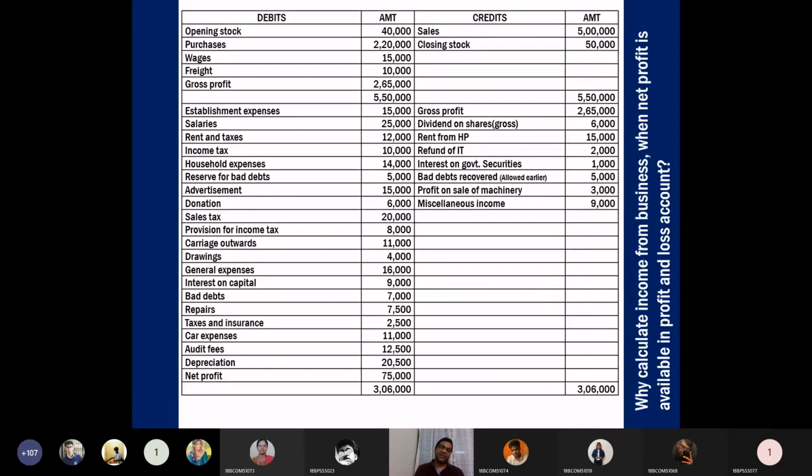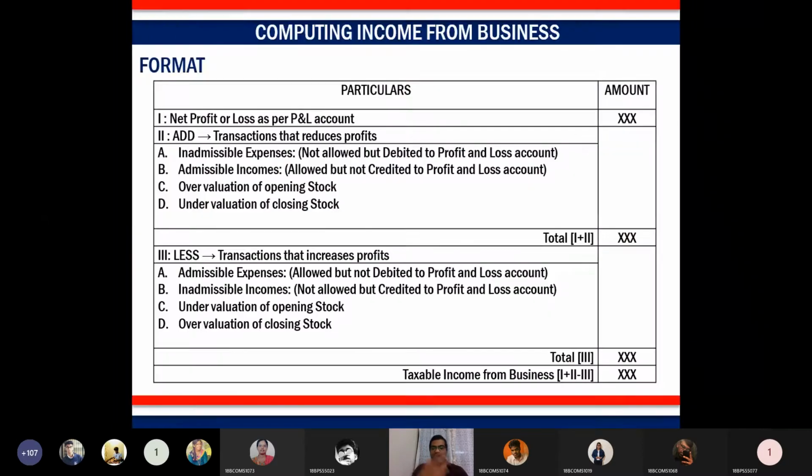The moment you see a problem like this, your job is to identify inadmissible expenses and inadmissible income. After doing this, your next step is to prepare a reconciliated statement by showing the correct business income subject to tax. Now, how do we do this?